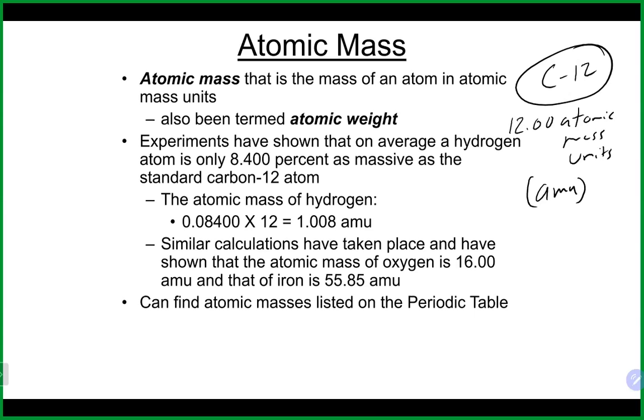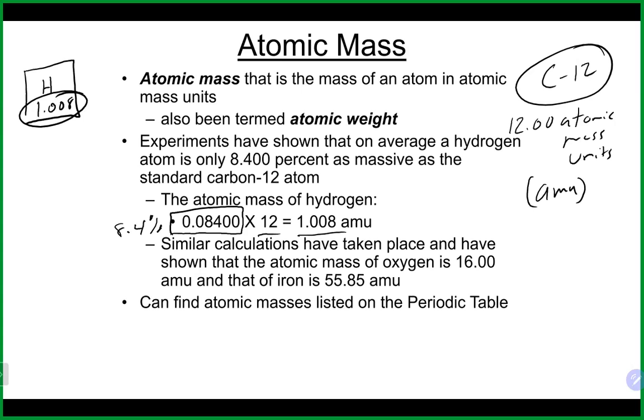So, for example, they looked at hydrogen and said it's only about 8.4% as big as the carbon-12 isotope. So they did a little math calculation. That's 8.4% converted into a decimal, moving it 2 places to the left, or dividing. They multiplied it by 12 and got the number that we see on the periodic table. So you can go to the periodic table, and for any of the elements listed there, you can grab that number off of it.